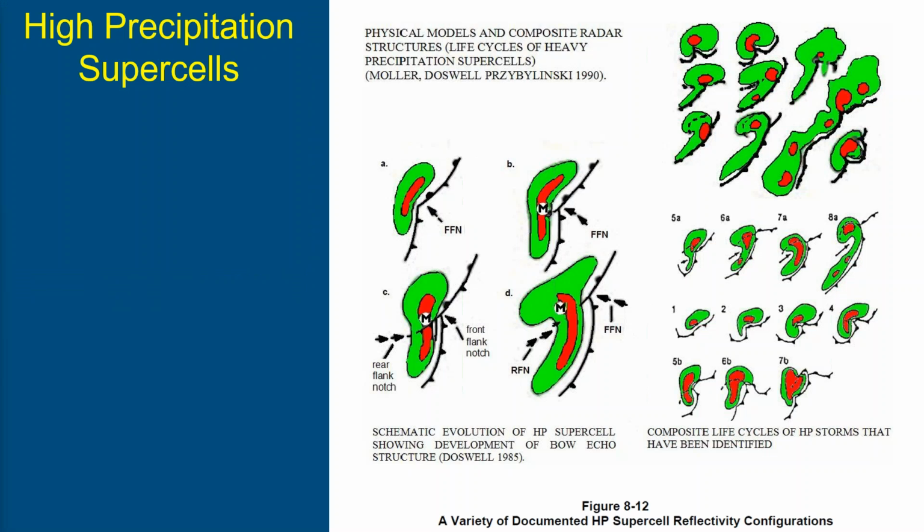And this is an example of what I would call a high precipitation type storm. I'm going to show you a few of those. These look a little bit different than the ones we've seen up to this point.